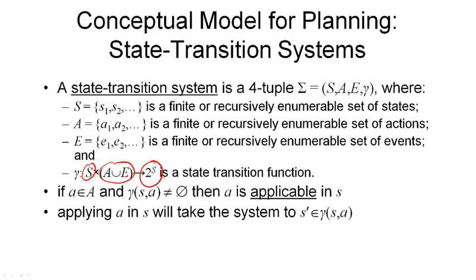We can now use this definition to define some other concepts formally. For example, applicability. We can say that an action A is applicable in a state S if gamma of S and A is not empty. So if there is at least one state that is the result of applying this action in the given state. And when we apply an action A in a state S, this will take our state transition system to a new state S prime, and S prime must be an element of gamma of S and A.